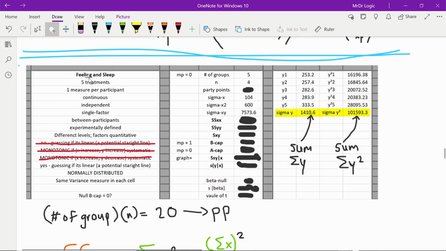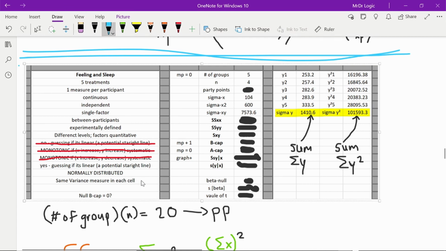Okay, so sleeping and feeling. So how do you feel after waking up? So if you got a good rest, how do you feel? If you got a bad rest, how do you feel? So this is pretty much what happened. There were 5 different groups, each measured once, continuous, independent, single factor, between, experimentally defined, different levels, quantitative. It was linear, normally distributed, same variance in each cell, and bada boom.